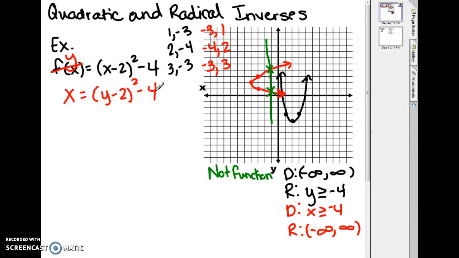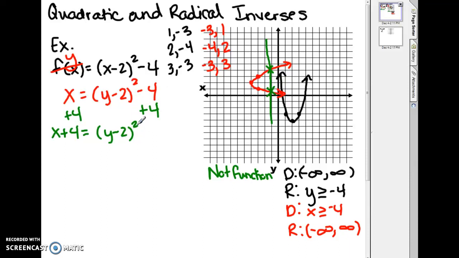To solve for y, I need to first move the minus 4 to the other side by adding 4, sorry. So then x plus 4 equals y minus 2 squared. I added because this is a minus 4. It's not a times. So I added it to the other side.